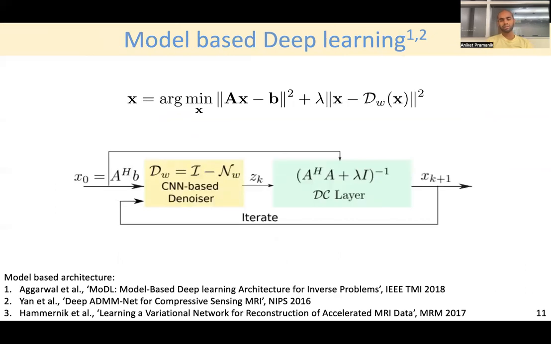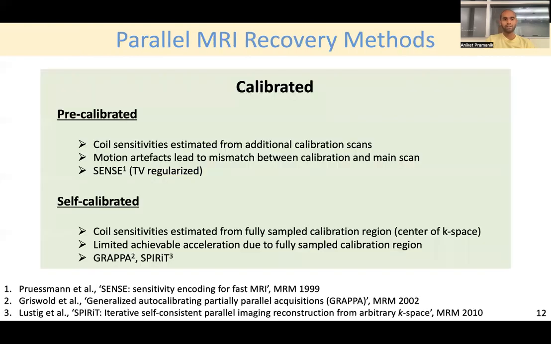On the other hand, model-based deep learning was introduced, which is inspired from compressed sensing. It has a data consistency term and a CNN as a prior, and it alternates between the two optimization blocks. One enforces physics-based data consistency, and the other one is a CNN-based denoiser. This is unrolled for a finite number of iterations and trained end-to-end.